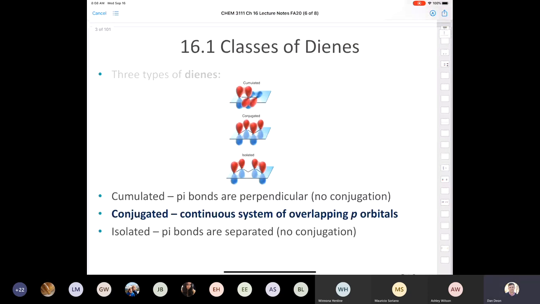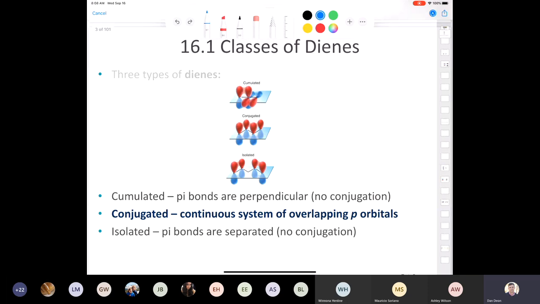Conjugated dienes, a little bit more. What makes conjugated dienes so special, and why we spend so much time talking about them, is because they are the only type of diene that has a continuous system of overlapping p orbitals, right? You know that when you have an sp2 hybridized carbon, you have three sp2 orbitals, and then you have the unhybridized p orbital. And so in each one of these here, you see all of the p orbitals in gross and dirty detail.